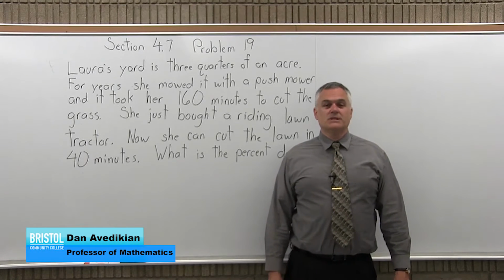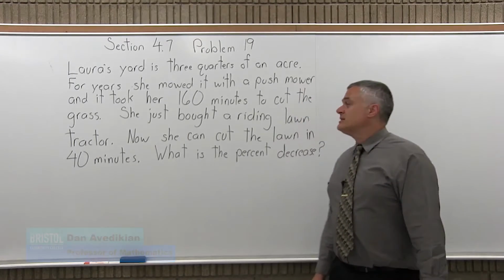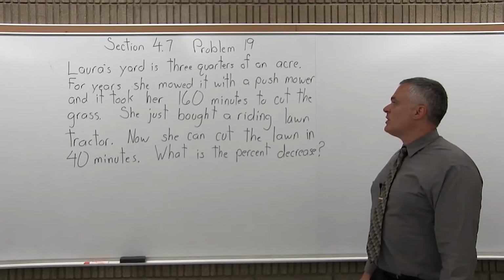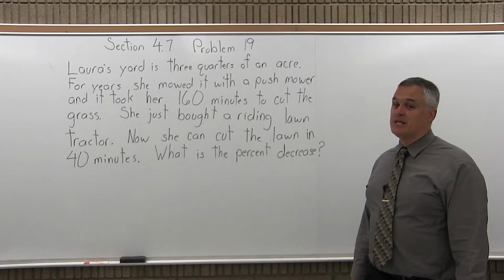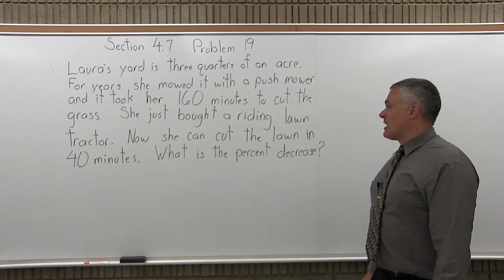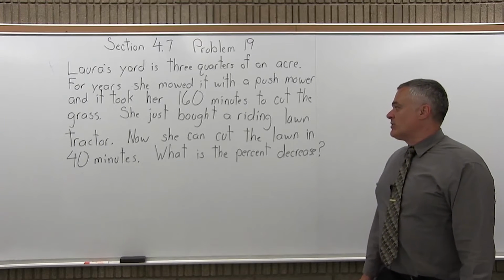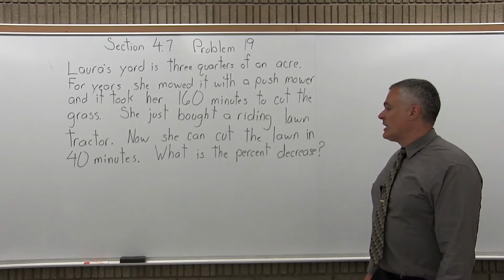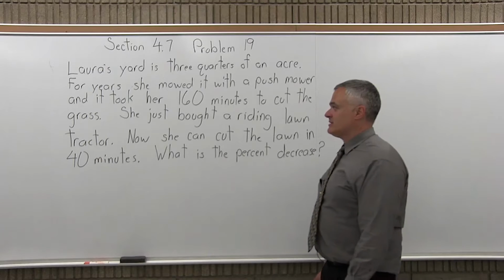This is Section 4.7, Problem 19. It says Laura's yard is 3/4 of an acre. For years she's mowed it with a push mower and it took her 160 minutes to cut the grass. She just bought a riding lawn tractor. Now she can cut the lawn in 40 minutes. What is the percent decrease?